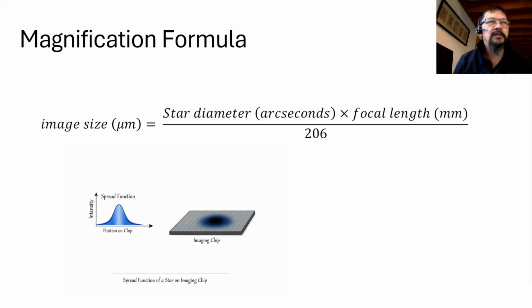And this is the magic formula. The image size of your star, the size of the dot on your sensor, is equal to star diameter in arc seconds, so in my case 2, but Mauna Kea a quarter, times your focal length in millimeters, divided by the magic number 206.